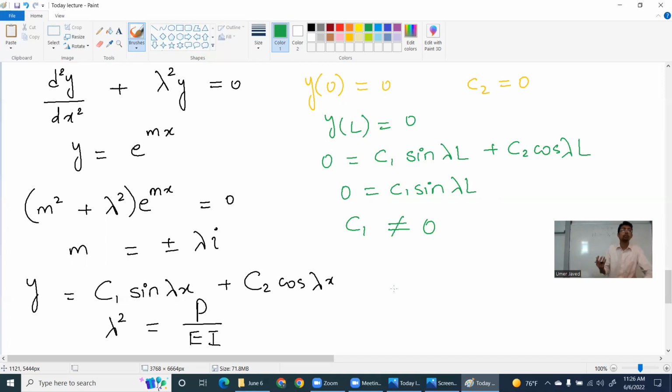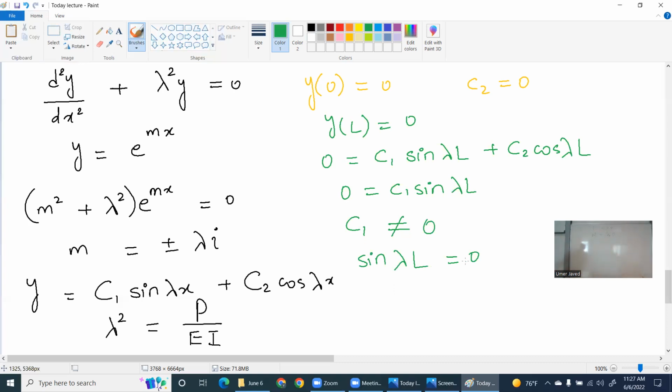I want a non-trivial solution. Have you heard of this word from your previous professors? Trivial and non-trivial means, what is the solution of this rod sitting here? 0, right? Unless I give it an initial condition, I will not have a non-trivial solution. So we want non-trivial solutions in our life. So C1 is not equal to 0. So sine lambda L equal to 0.